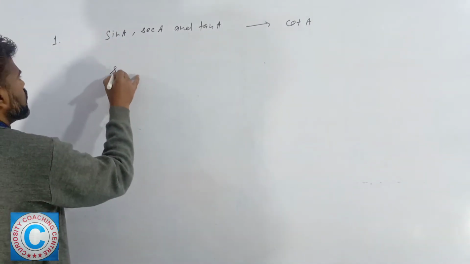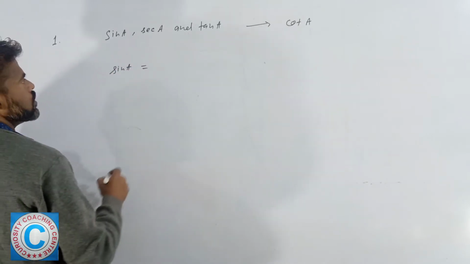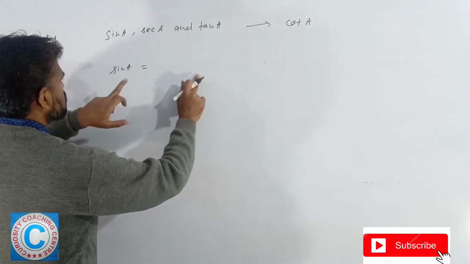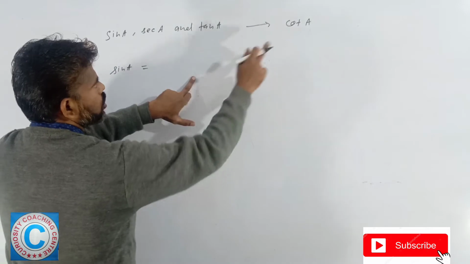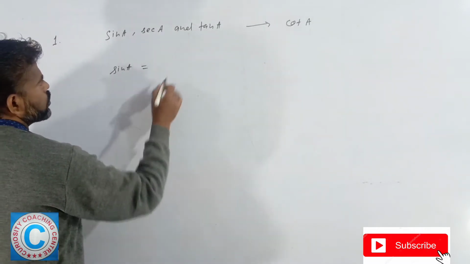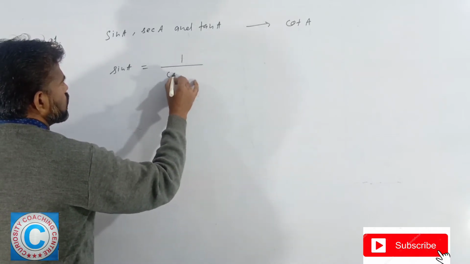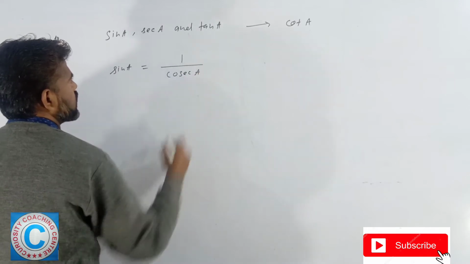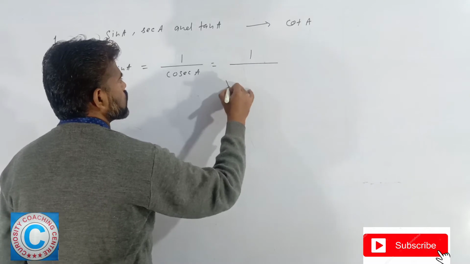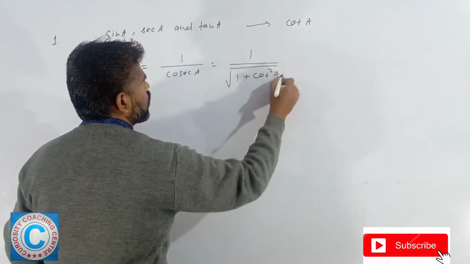First, sin A. Cosec A is related to sin A as well as cot A directly. So first of all, express sin A in terms of cosec A. Sin A can be expressed as 1 by cosec A. And we know that cosec A equals square root of 1 plus cot square A.